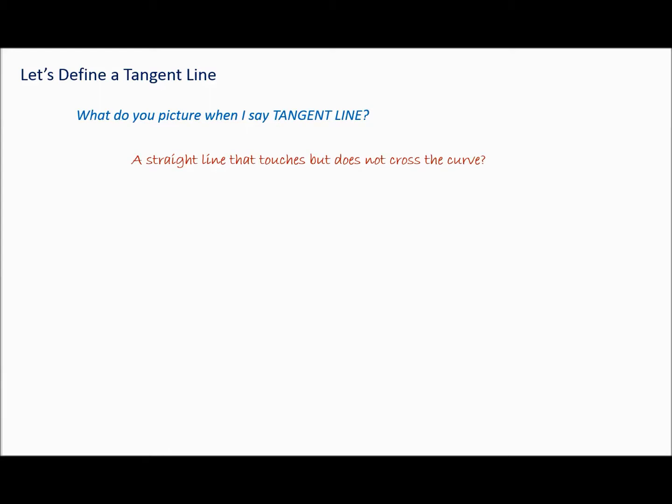So first we've got to talk about what in the world is a tangent line. Think about how you might define a tangent line. What is the picture that you have in your head of a tangent line? You might say a straight line that touches but does not cross the curve. That sounds like a pretty decent version of the tangent line, right? A straight line that just touches the curve but doesn't cross over it.